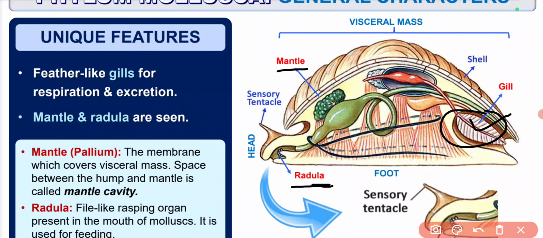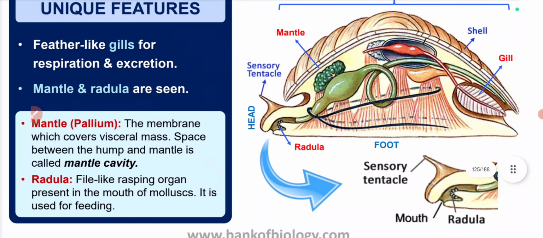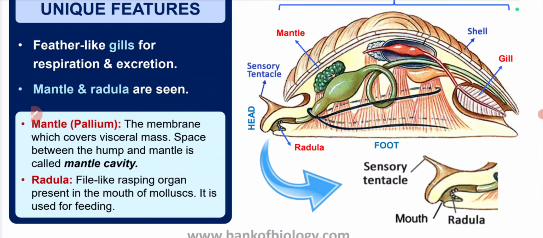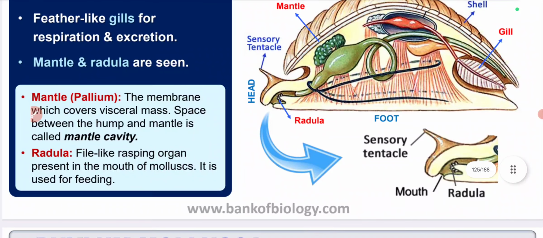Mantle or pallium is the membrane which covers the visceral mass. The space between the hump and the mantle is called mantle cavity. Radula is a file-like rasping organ, as you can see in the diagram, radula is present here. Rasping means cutting organ present in the mouth of mollusks. It is used for feeding.